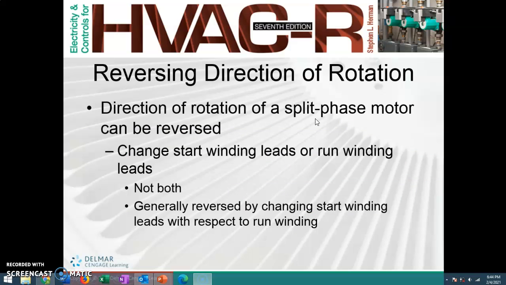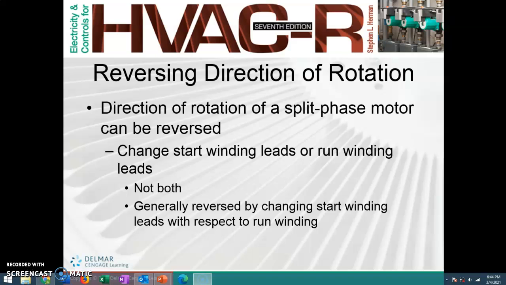Okay, so now let's talk about reversing direction of rotation. The direction of rotation of a split phase motor can be reversed, and it can be done by changing the start winding leads or the run winding leads, but not both. Generally speaking, most split phase motors are reversed in direction by changing the start winding leads with respect to the run winding.